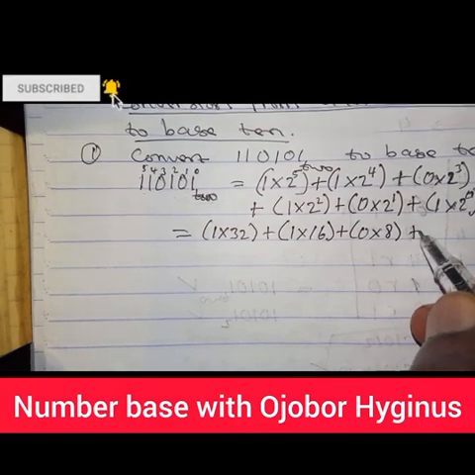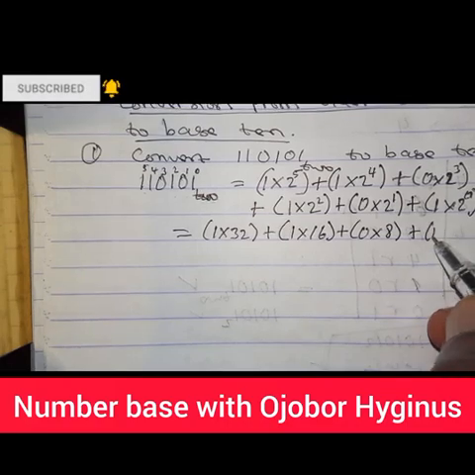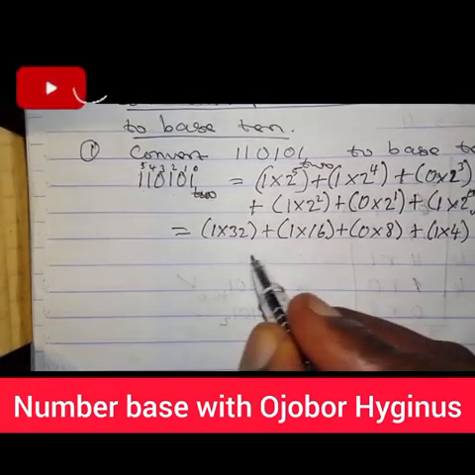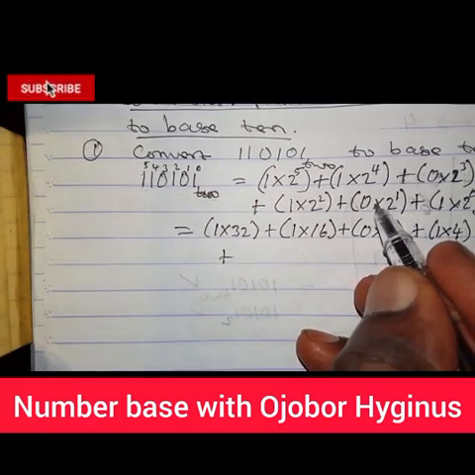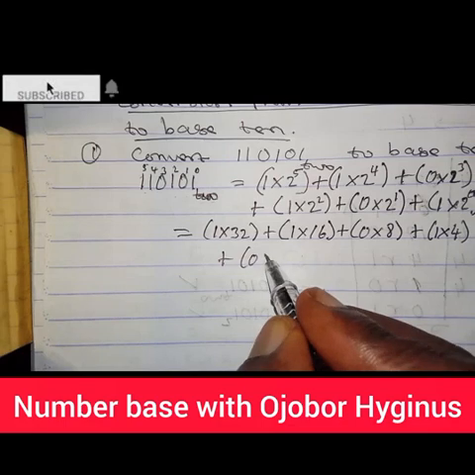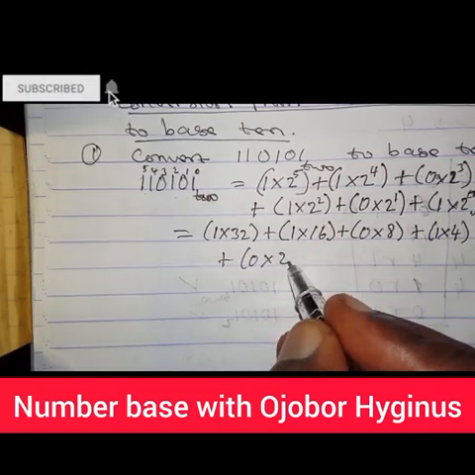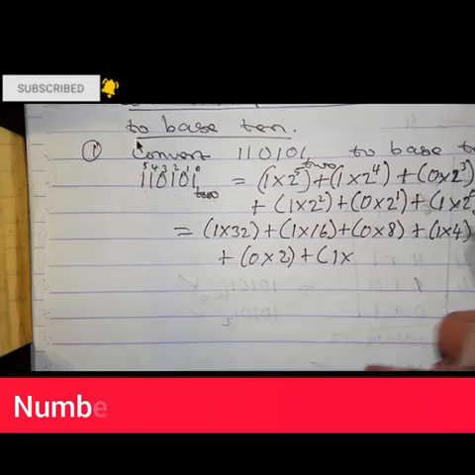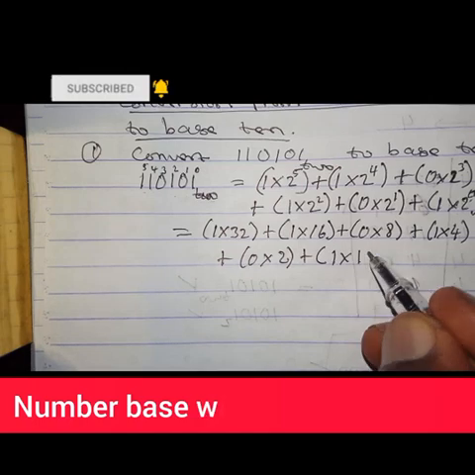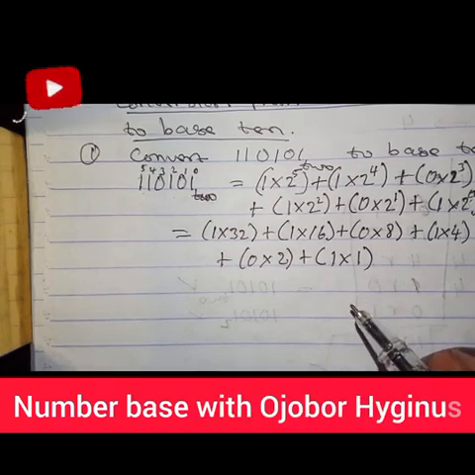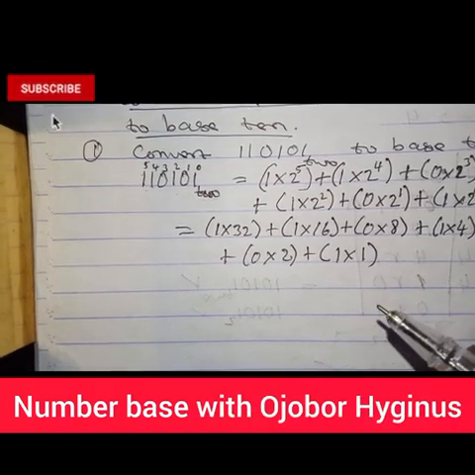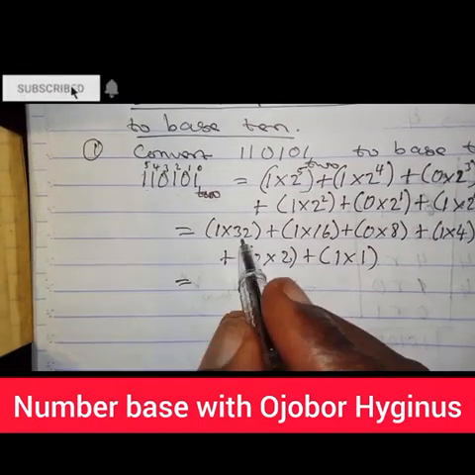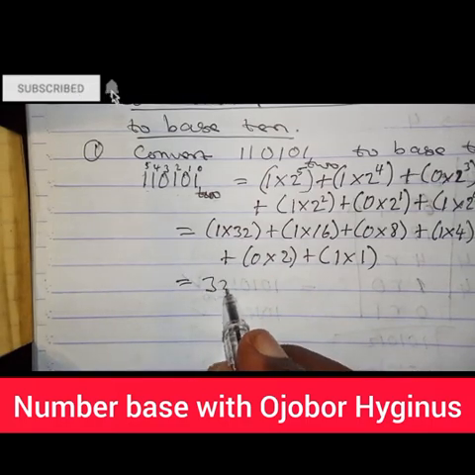The next one is this one, which is 1. 2 raised to power 2 is 4. You put it. Then plus the next one here is 0 times 2 raised to power 1, which is 2. Then the final one is 1 times 2 raised to power 0 is 1, because any number raised to power 0 apart from 0 is 1. So if we do that, this is equal to 32 times 1 is 32.